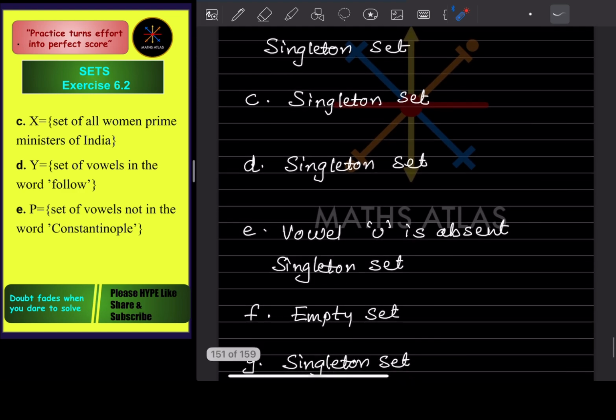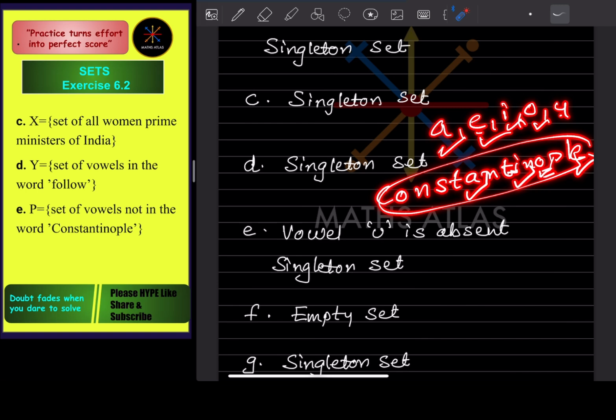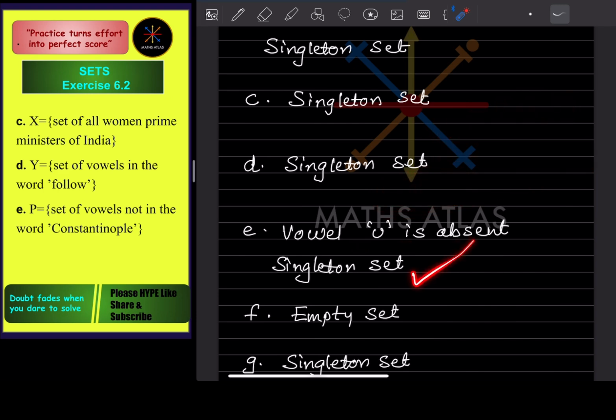P is equal to the set of vowels not in the word Constantinople. So which is not in the word. Now you can see here in Constantinople, we have the vowels A, E, I, O, U. We have A, E, I, and O here, but in this word we don't have the element U. So vowel U is absent, so that is a singleton set, because that is not in the word.